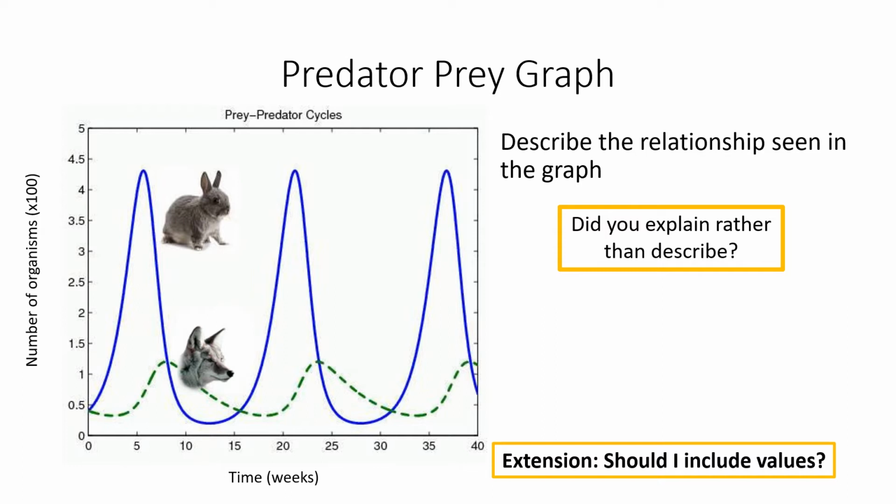When you have an explain question, you can include some elements of describe, but if you're given a describe question, you don't tell them why things are changing, you just simply say, this is what you see in the graph or table.